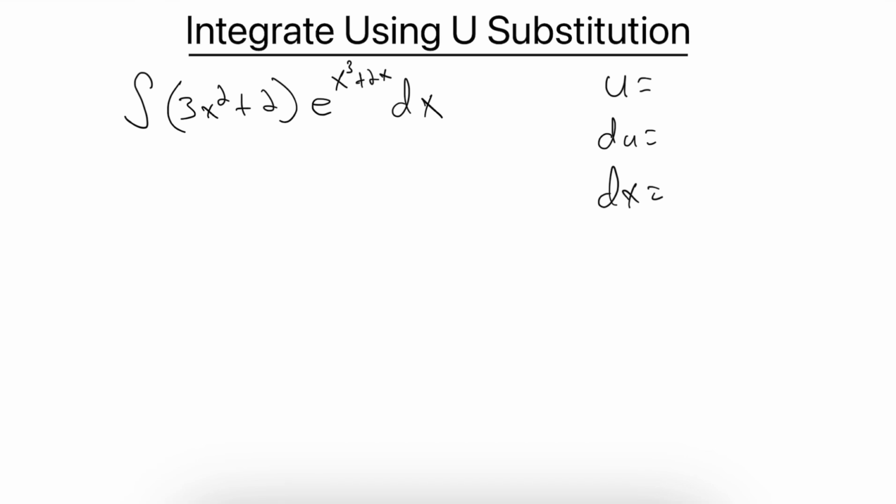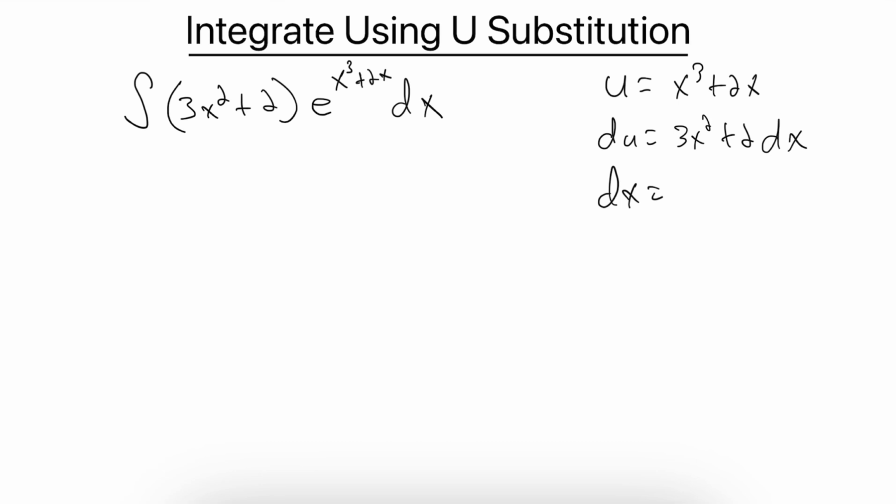When finding u, we take the derivative of u right after. So pick a u that the derivative will help cancel out the remaining stuff. So we're going to pick x cubed plus 2x for our u. So the derivative of that, du, equals 3x squared plus 2 dx. Don't forget the dx because it's important.